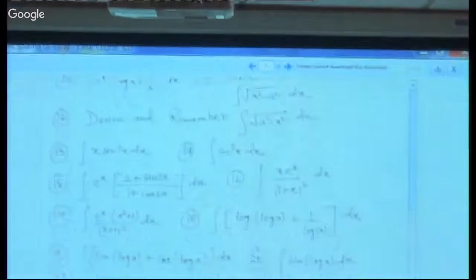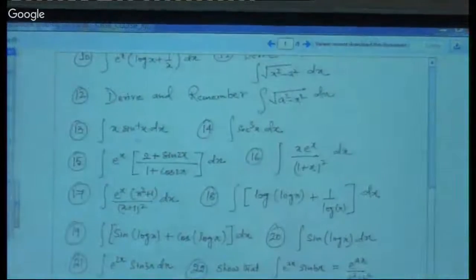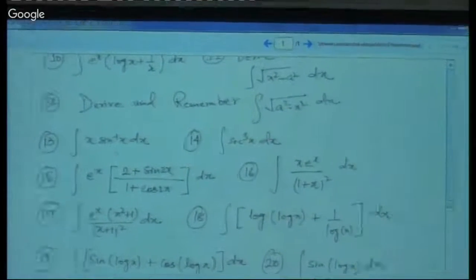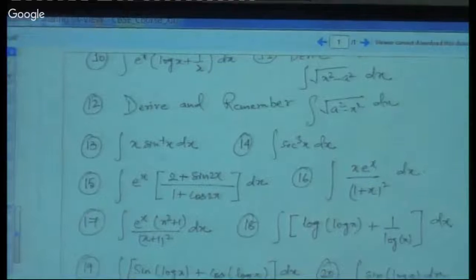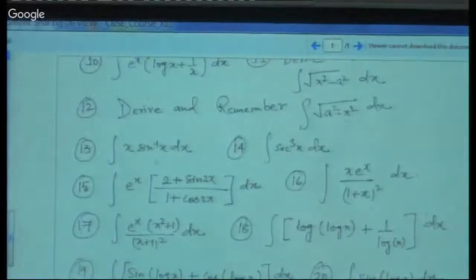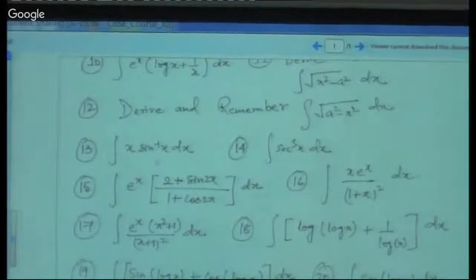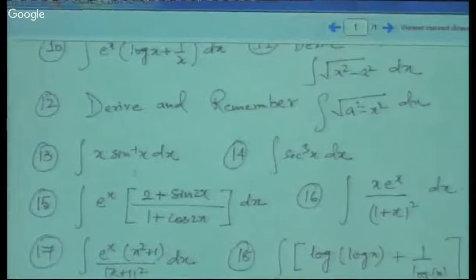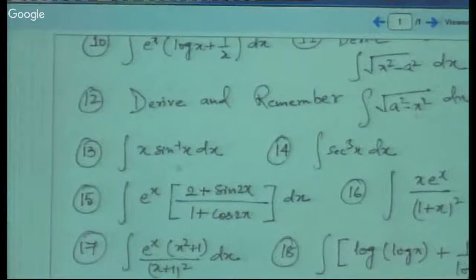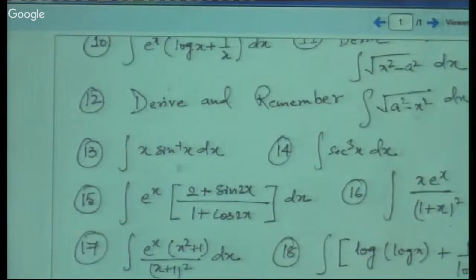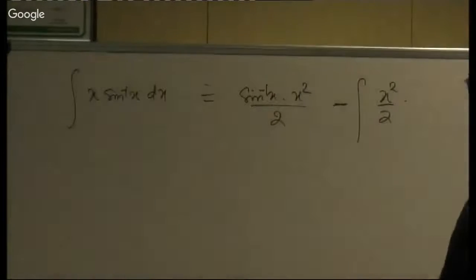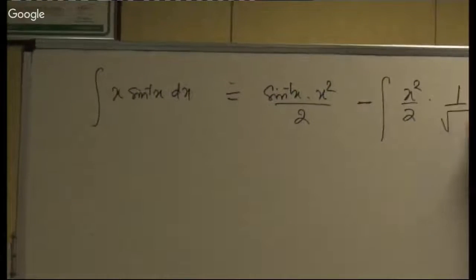See now, x sine inverse x dx. It is very easy for me now. Why? Whenever I see an inverse function, I'm not in a mood to integrate it. I'm always in a mood to differentiate it. So I'll say sine inverse x into x square by 2 minus x square by 2 into 1 upon under root.